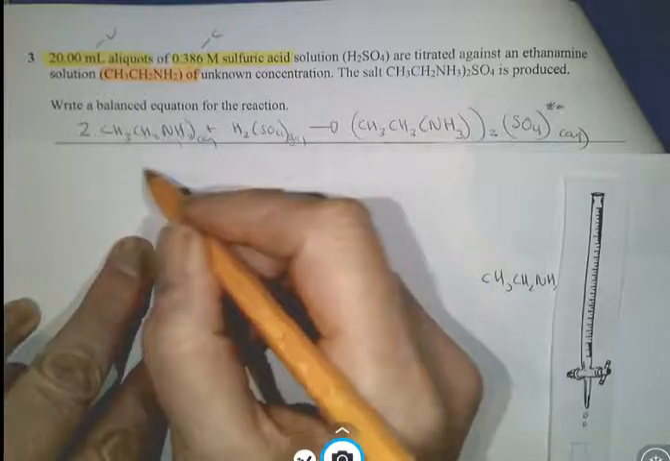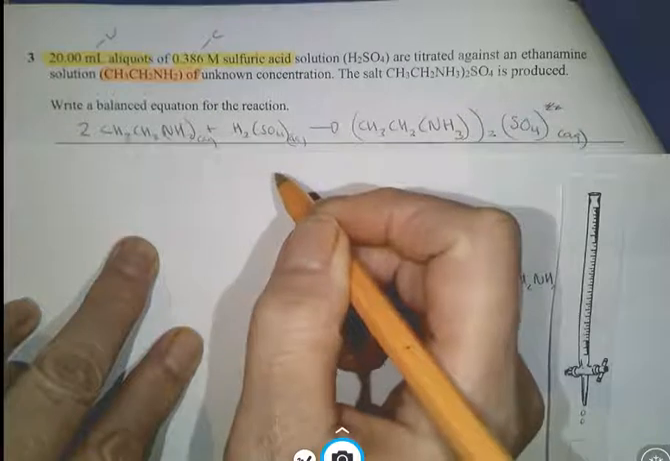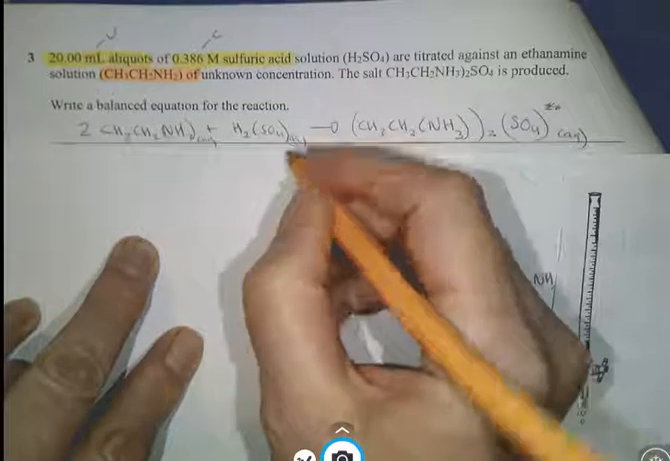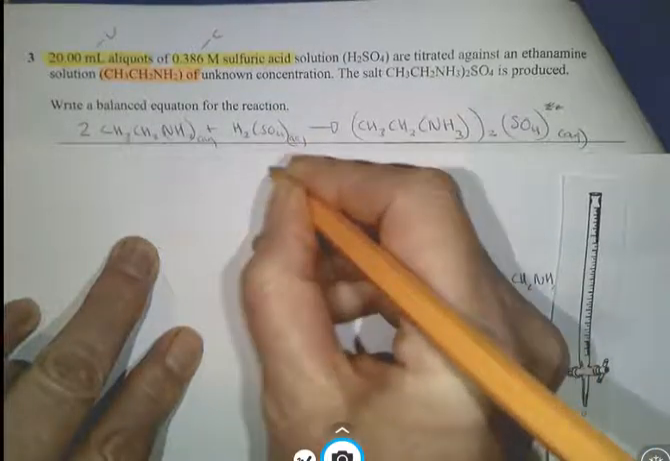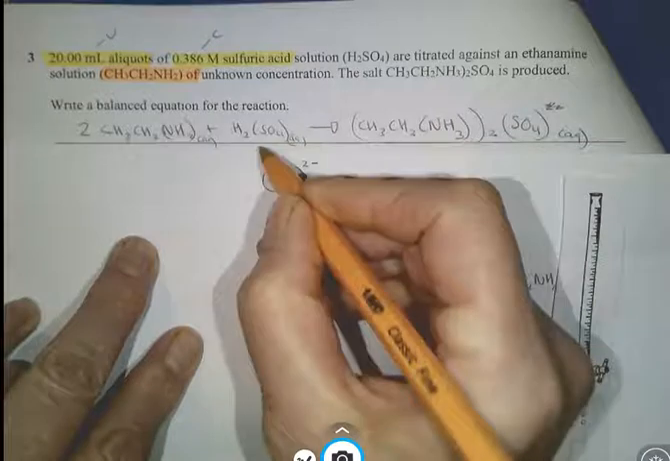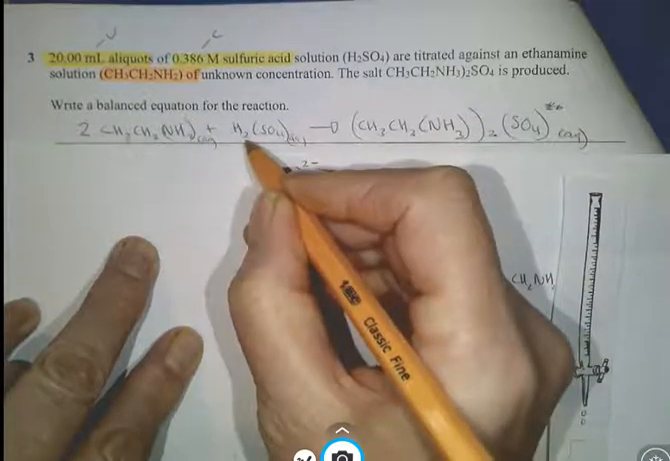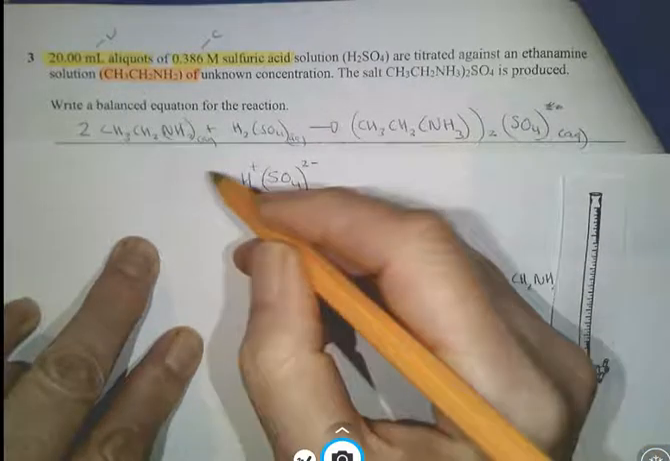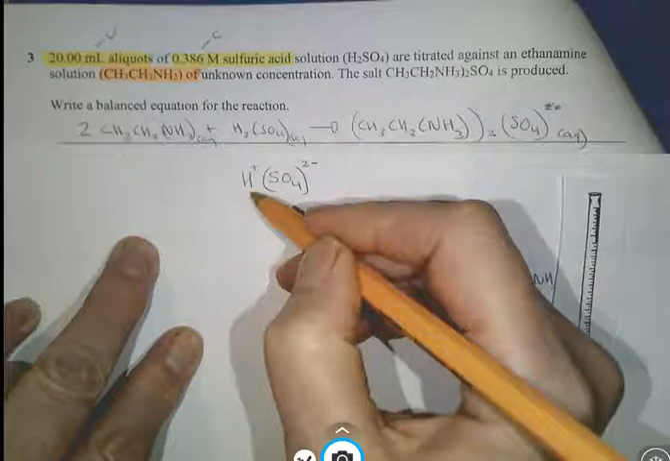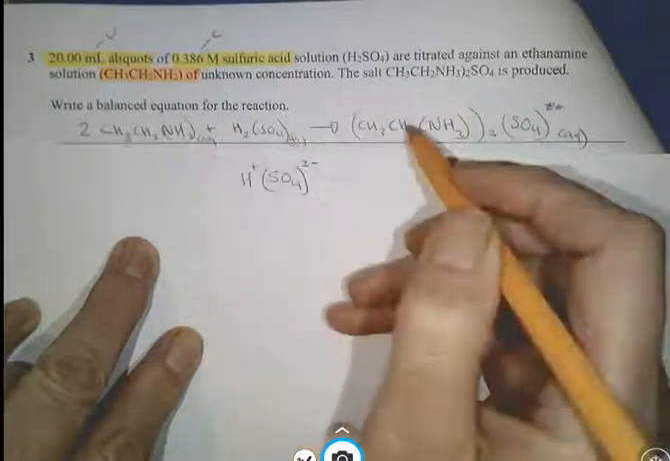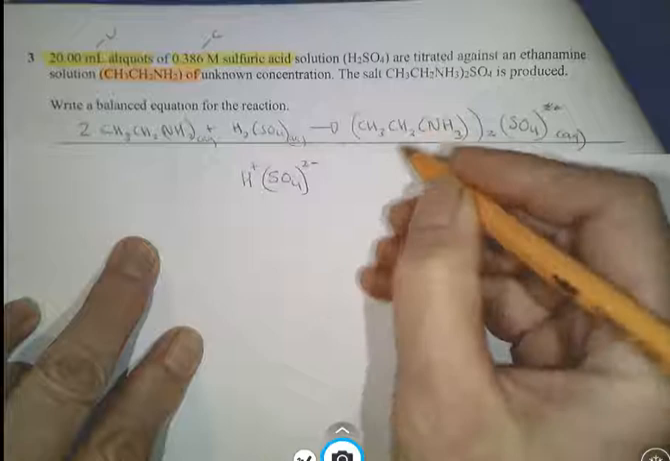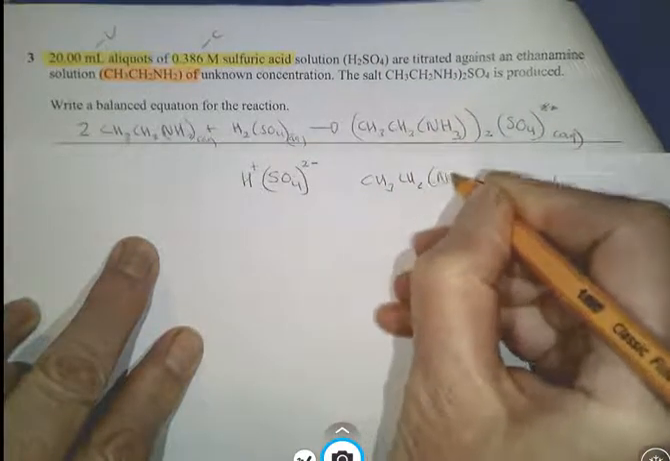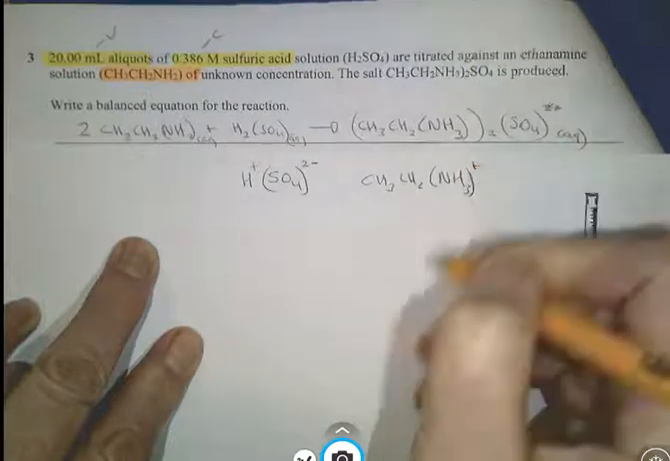When we do our balanced equation, you need to be able to write balanced equations for these. This one will take one hydrogen ion and your sulfuric acid's got two. So the sulfate, SO4 2 minus, you know that it's 2 minus because you need 2, and each one of these is 1 plus. When one hydrogen is accepted by the nitrogen it becomes NH3 plus, so this is an ion.